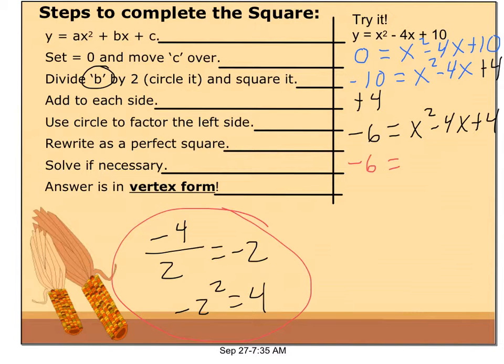Two factors of 4 that add up to negative 4? Well, that would be negative 2. This would have 2 of the exact same factor. That's not a coincidence that that happened. When I did this, I set up this step here in red. I chose a number that was going to factor really nicely. And now what I can do is write the right side as x minus 2 squared.